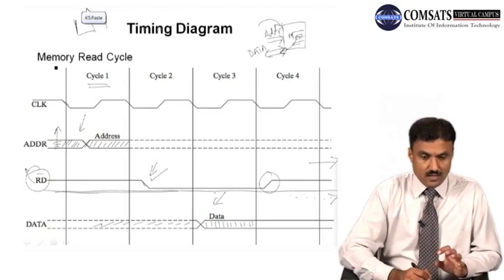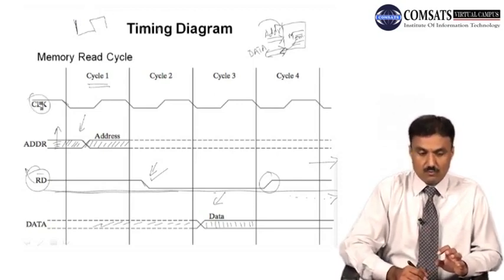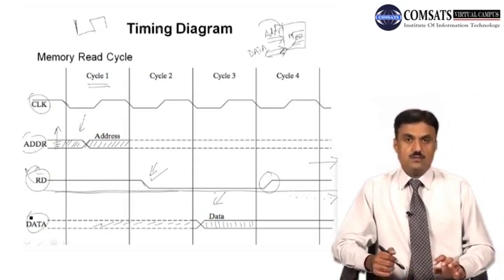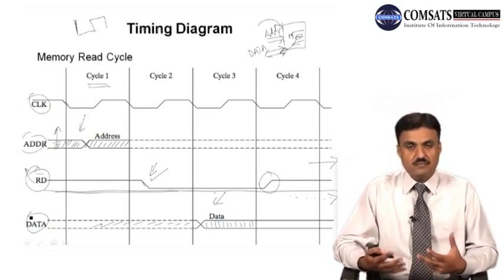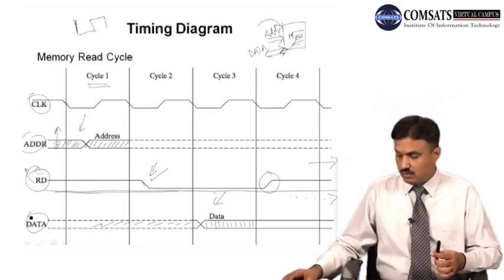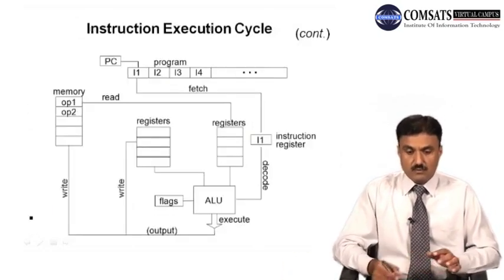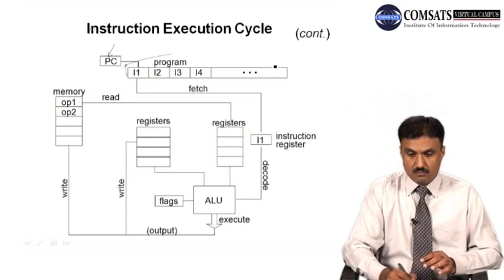For example, every microprocessor has a number of pins: clock pin, address pins, control pins, and data pins. If you know the purpose of each pin, then you can easily say what operation will be performed inside. So this is the same thing. The program counter has the address. This is program memory, the complete program memory.